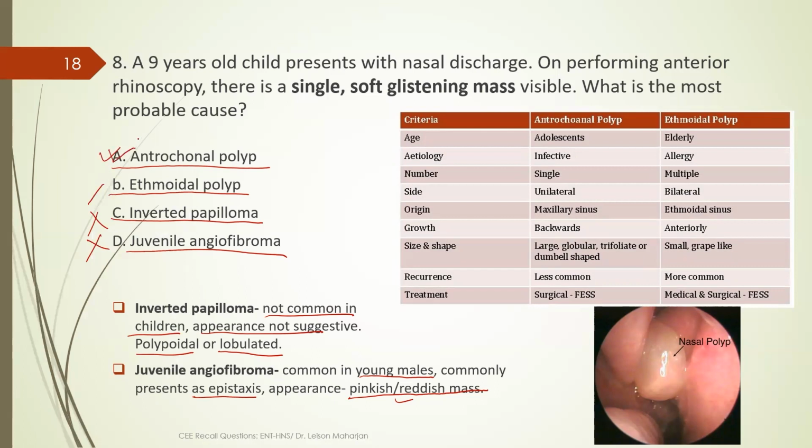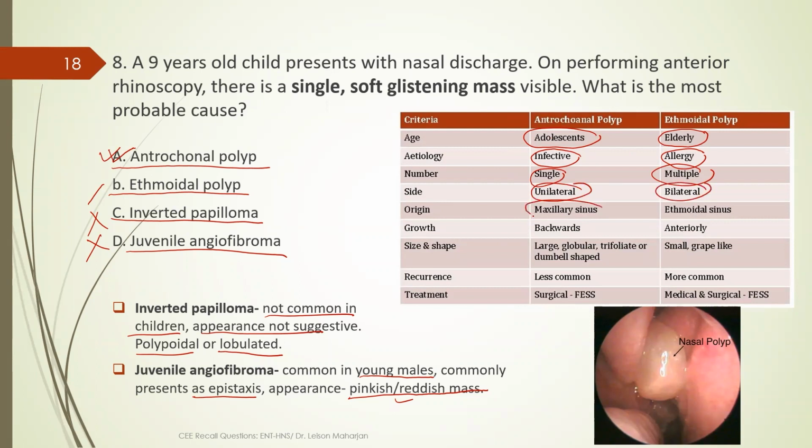Now we can see in the chart here, this is a very common question, the difference between antrochoanal polyp and the ethmoidal polyp. Usually the age group is young in case of antrochoanal polyp, and elderly in case of ethmoidal polyp. Usually an infective cause is there in antrochoanal polyp, and an allergic cause in ethmoidal polyp. Similarly, antrochoanal polyp is single, ethmoidal is usually multiple. Antrochoanal polyp is usually unilateral, ethmoidal polyp is bilateral.